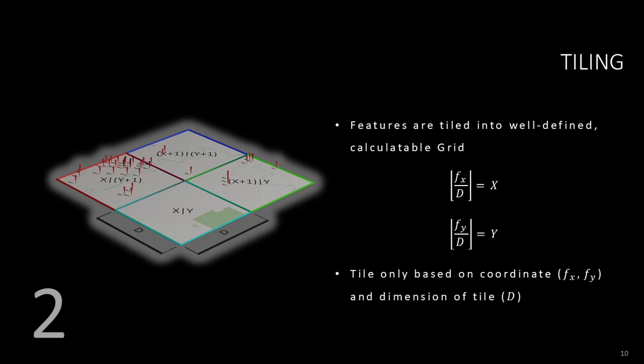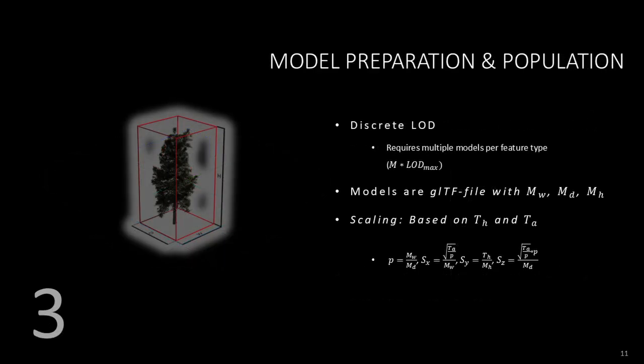D is parameterized by the user and is the dimension in meters of each tile. And by applying this formula, we achieve a tiling approach that is completely independent of other features in the same tile. So if you give us a point feature, we immediately know in which tile it belongs. Once we know in which tile each point feature belongs, we can start preparing the models.